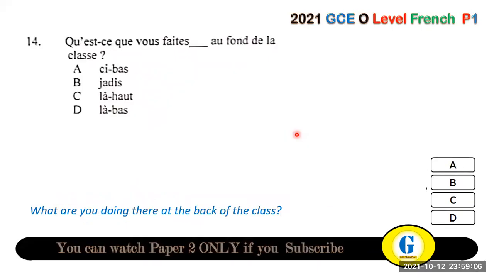14. Qu'est-ce que vous faites au fond de la classe? So what are you doing at the back of the class? What are you doing dash dash dash at the back of the class? So the best thing to use here is there, right? Là-bas. Qu'est-ce que tu fais là-bas au fond de la classe? So, qu'est-ce que tu fais là-bas? What are you doing there at the back of the class?